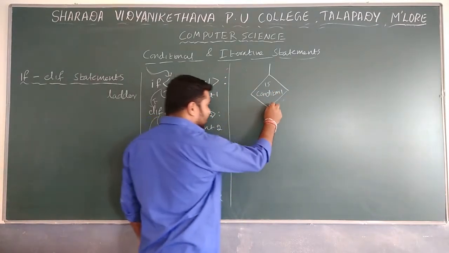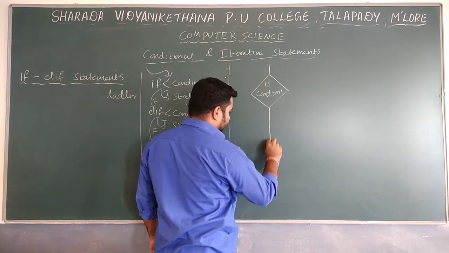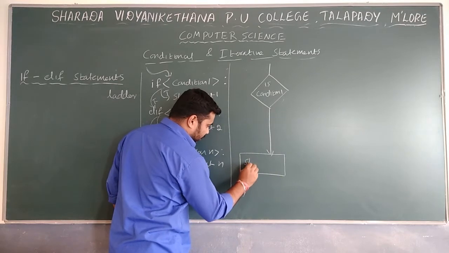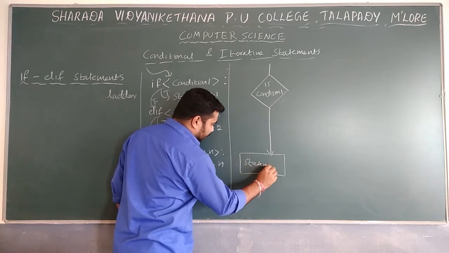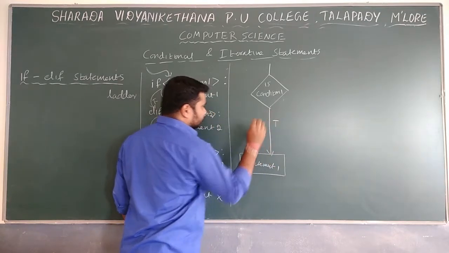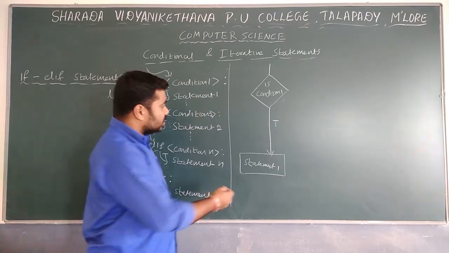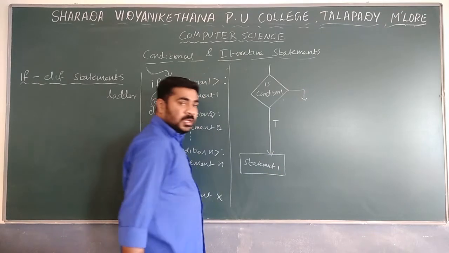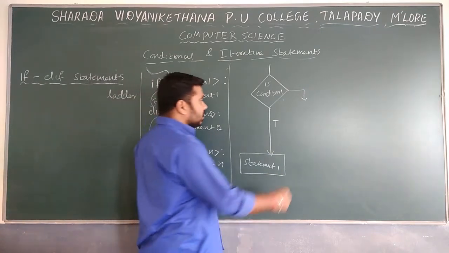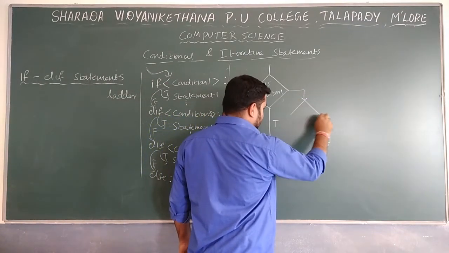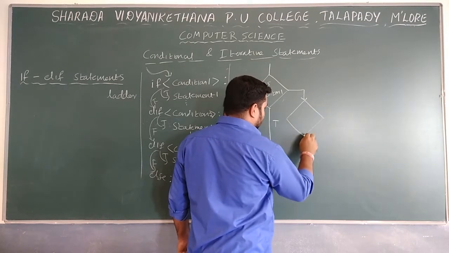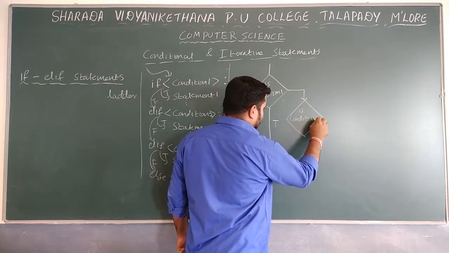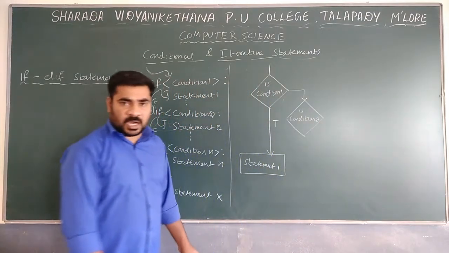If condition 1 is true, statement 1 is going to execute. Whenever condition 1 is true, statement 1 is going to execute. If the condition is false, then it's going to check one more condition, condition 2.